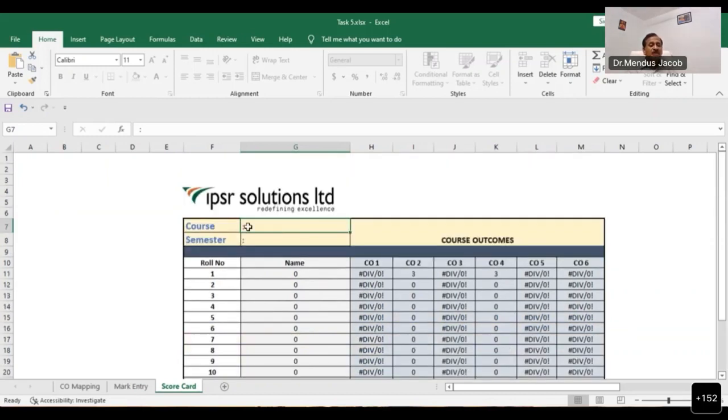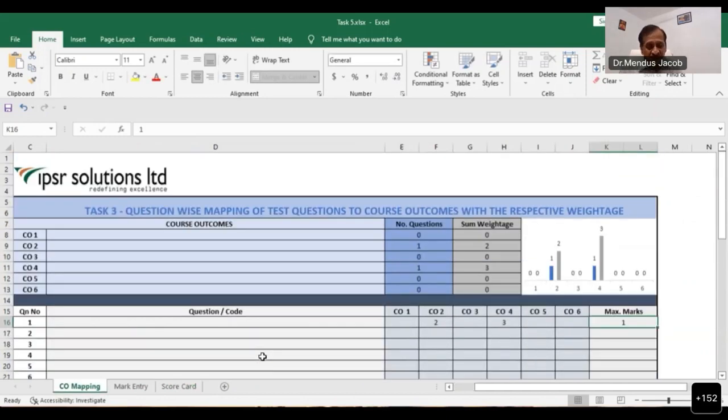Okay, if you want, you can put your course name or something like that. It's only for your understanding of how the mapping is done or how the mark entries are done. So this is again there in the LMS. You can download that for today and you can do it. Okay.